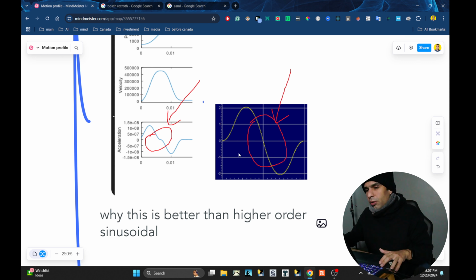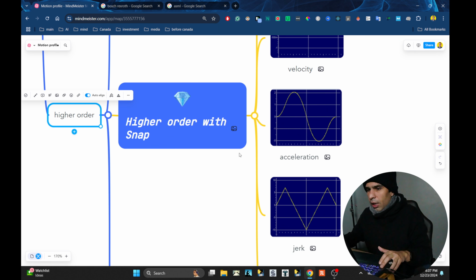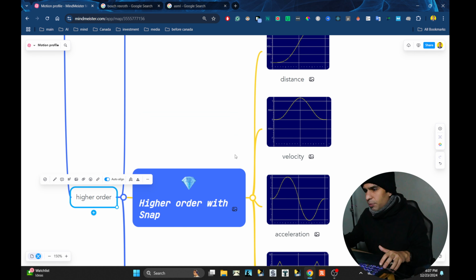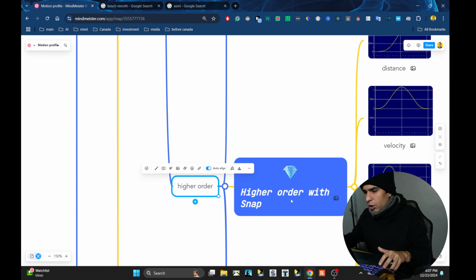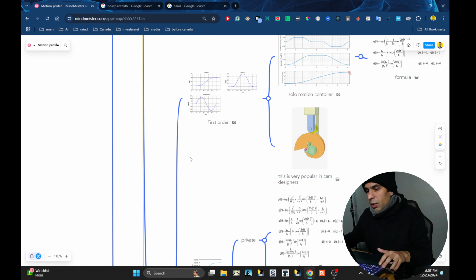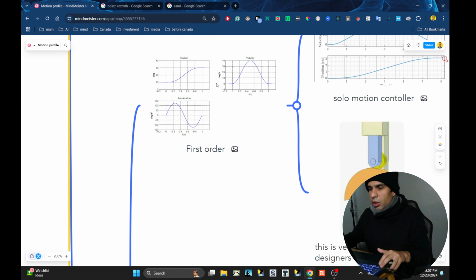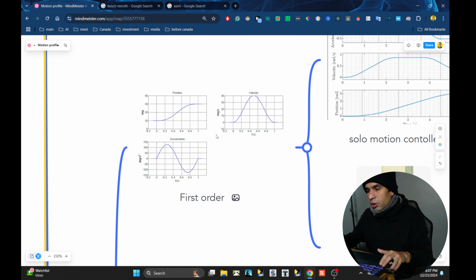I don't want to talk too much about this one because I believe 99.9% of the guys won't use it. But this is a very good general overview of the higher order S-curve with a snap. In the next video, I will start to talk about the sine motion profile, sinusoidal motion profiles. These also have their own application. These are simpler, so we can discuss those in the next video.